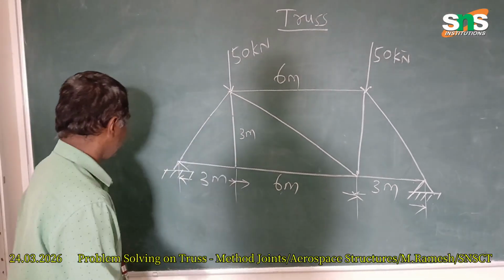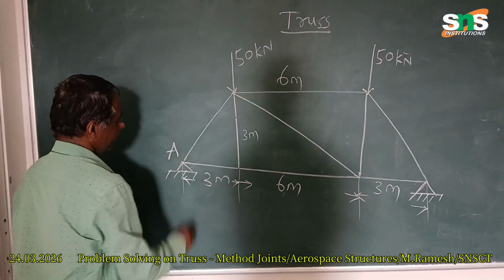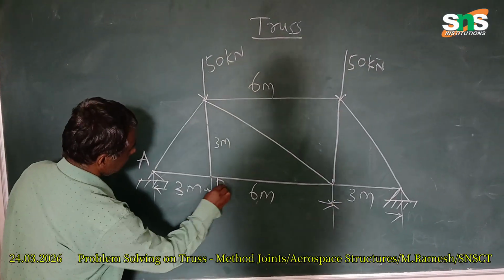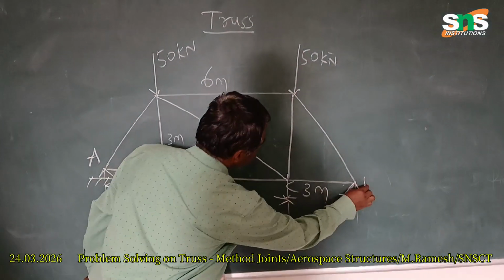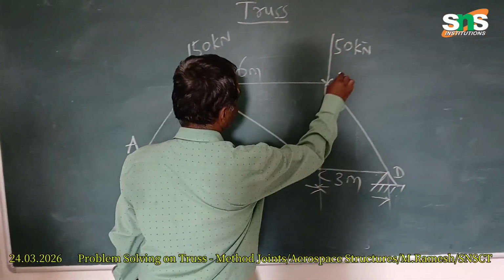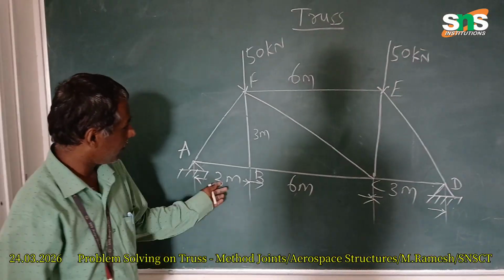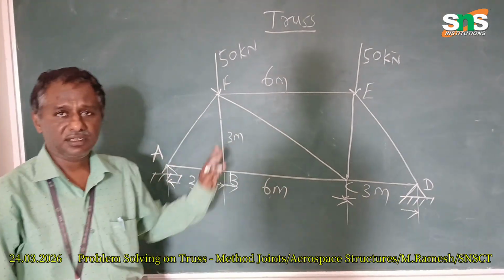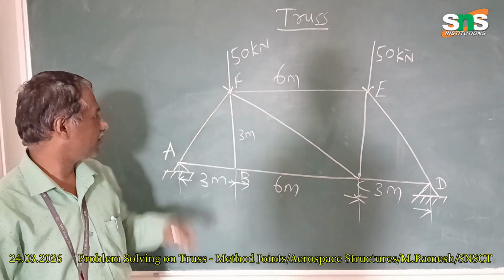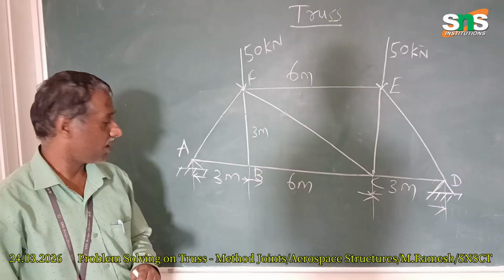Let's take the points as A, B, C, and D, then we can go for E, F. So all the joints are given notations. Okay, now how to approach?